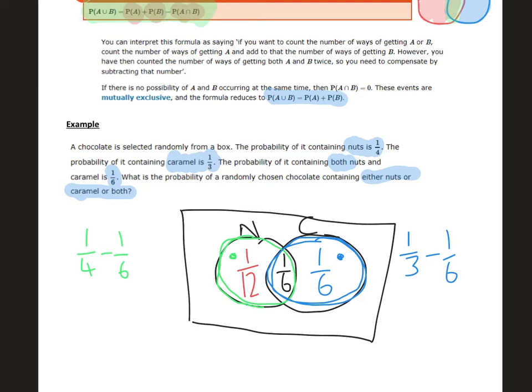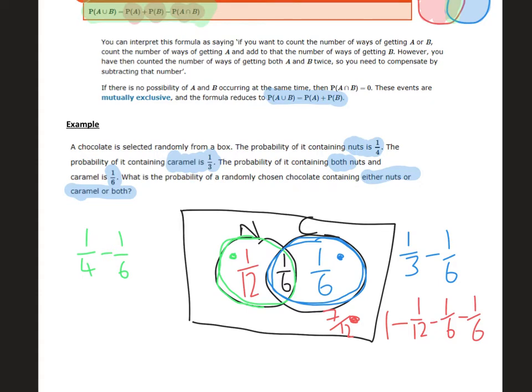And then to get the outside, where I'm putting, let's use red, where I'm putting my red dot, everything has to add up to 1. So to get that red dot, I'm going to do 1 minus 1/12 minus 1/6 minus 1/6, which gives me 7/12. Because everything has to add up to 1, and the probability always adds up to 1.